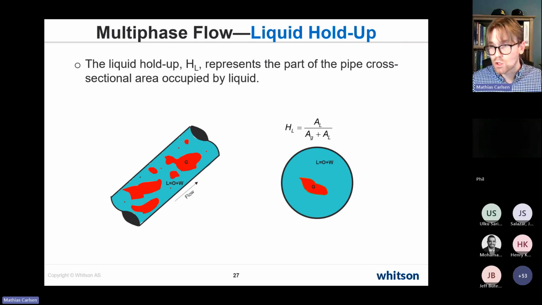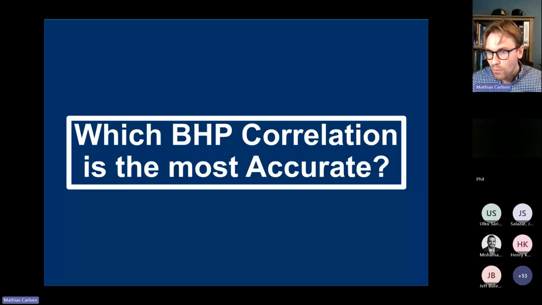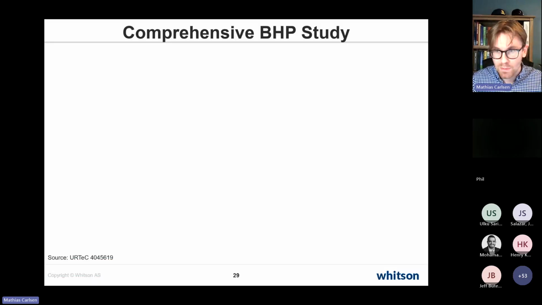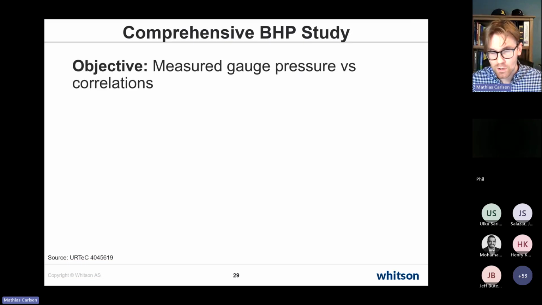This leads us to the most natural next question: which BHP correlation is the most accurate? So that was the second thing we sent out yesterday, where we sent out the URTEC paper, one of the 2 URTEC papers we're presenting at URTEC now in June. And it was a very comprehensive BHP study where the objective was to compare measured gauge pressures versus correlations.